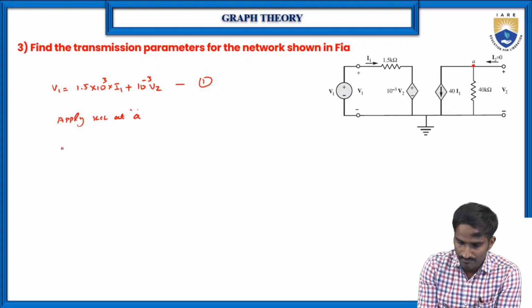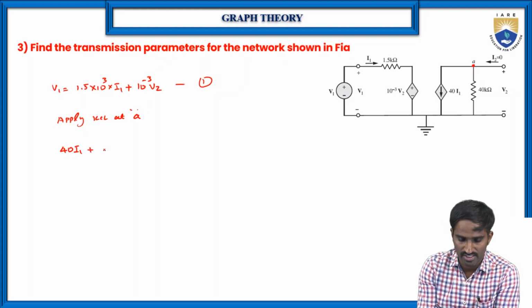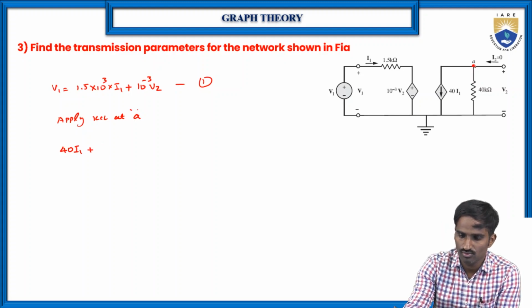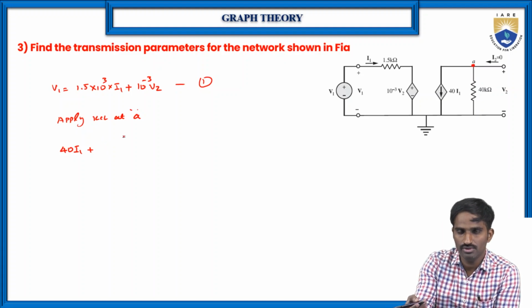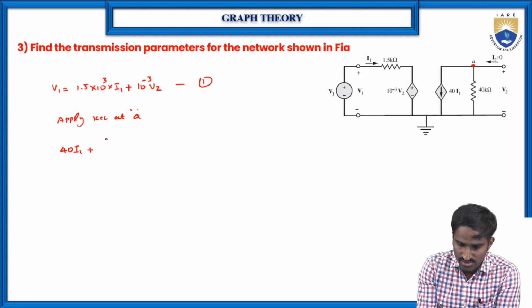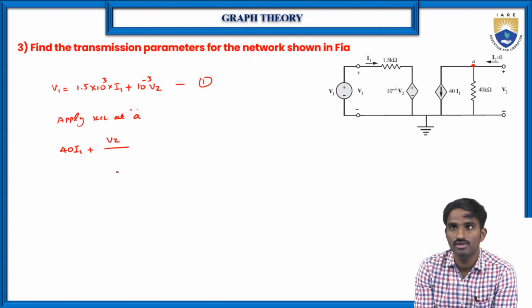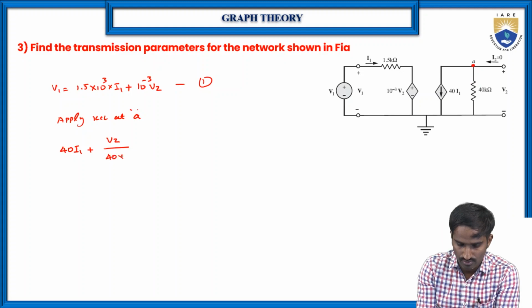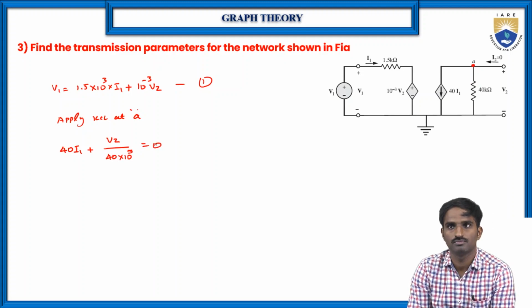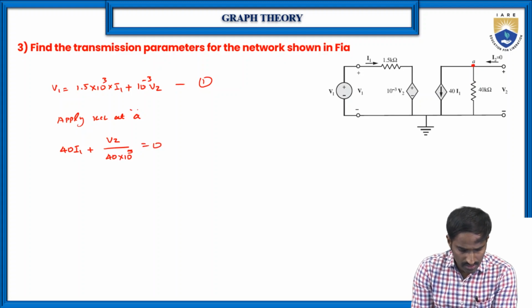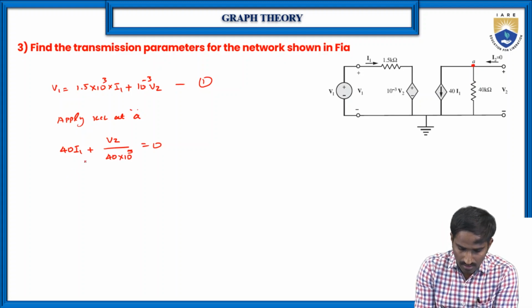That's why here 40 into I1 plus, what is the voltage here? Here the voltage is V2. So I is equal to V by R. Here the voltage is V2 by what is the value here? It is 40 into 10 to the power of 3, because it is kilo ohms. Which is equal to 0. So then from this we can find the I1 value.